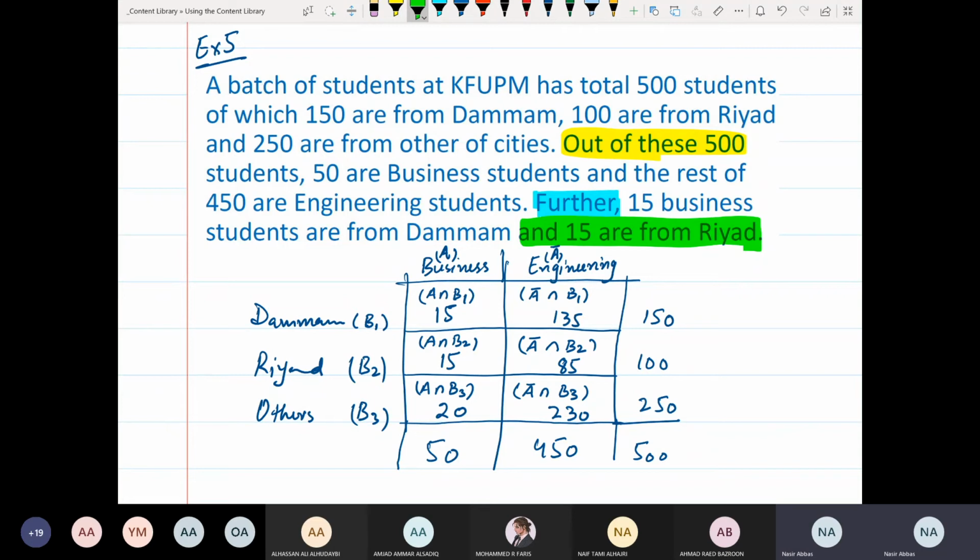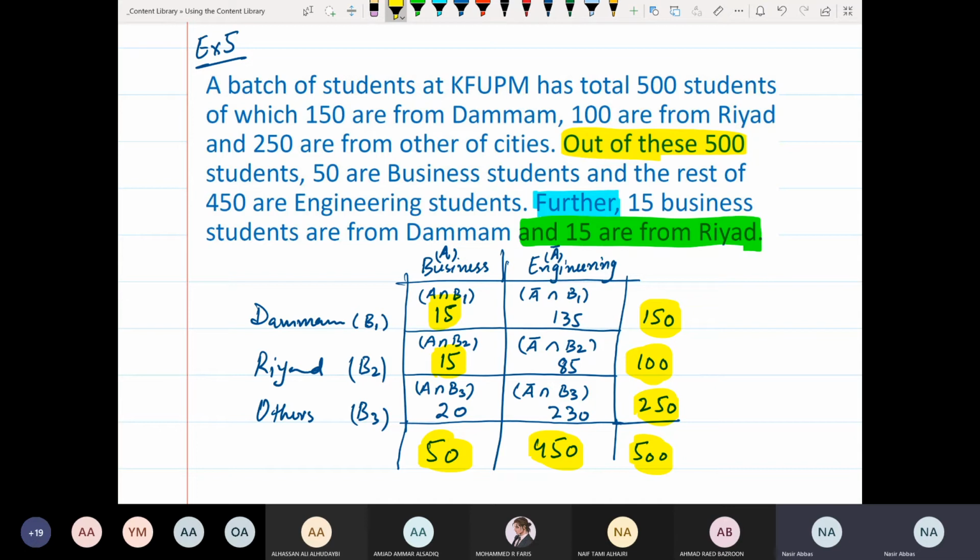We need to have at least 8 cells of information in the question for a 3x2 table. And what are those 8 cells that we got from the question? We got this number 150 from the question. We got this 100, this 250, this 50, 450 and this 500. We got 15 and this 15. This all came from the question.